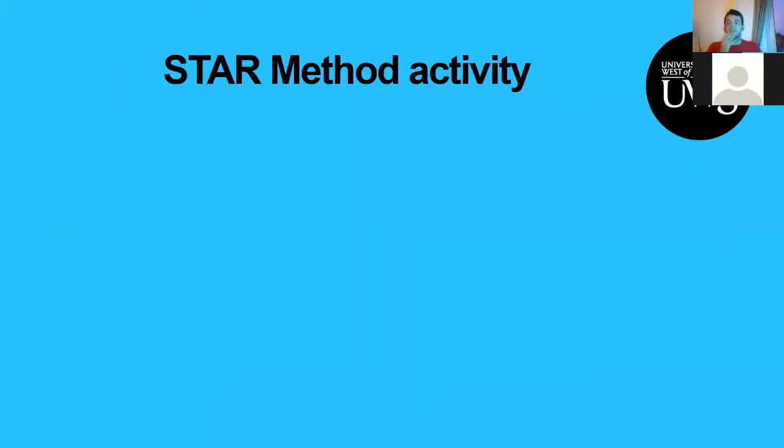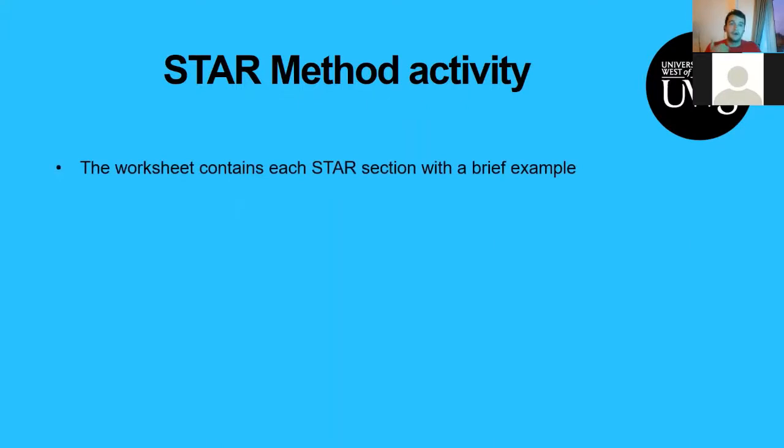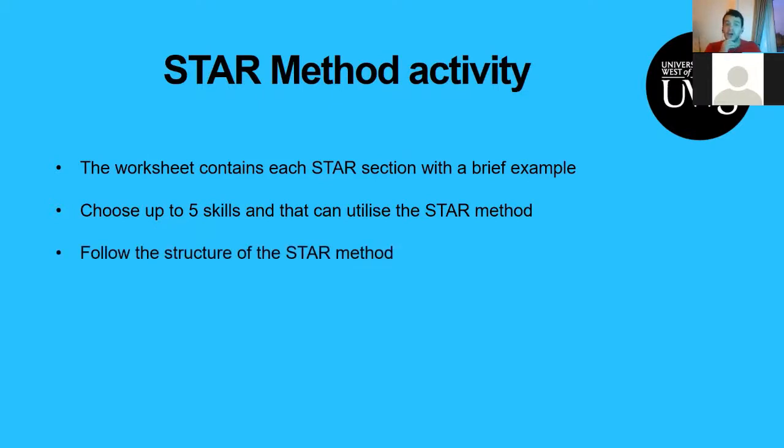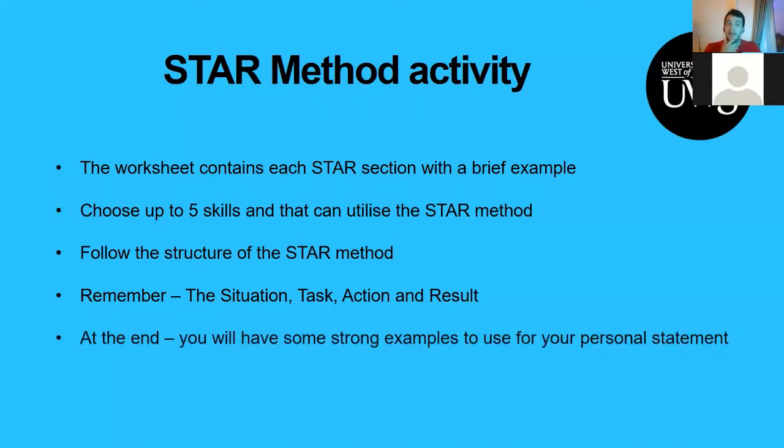So again, I'm going to email you this a couple of days after tonight with the activity which I've prepared. So essentially, the worksheet will contain each STAR section with a brief example. You can choose up to 5 skills that you can utilize the STAR method in. Follow the structure of the STAR method. So remember the situation, the task, the action, and the result. And at the end, you'll have some strong examples that you can use for your personal statement.